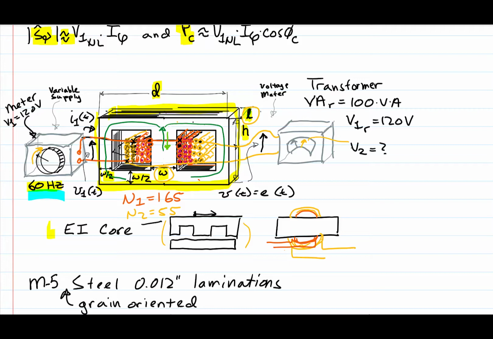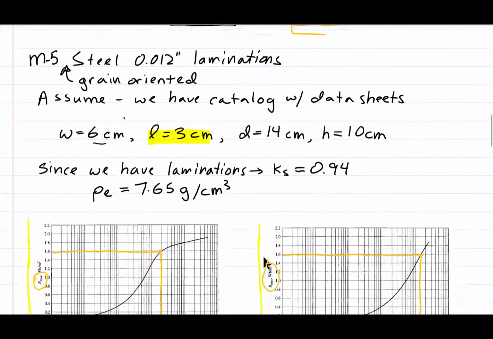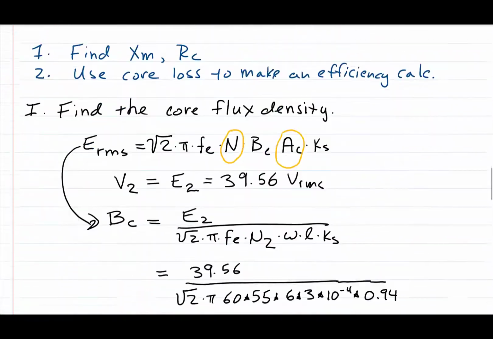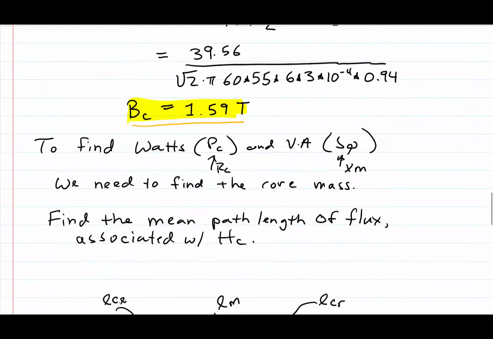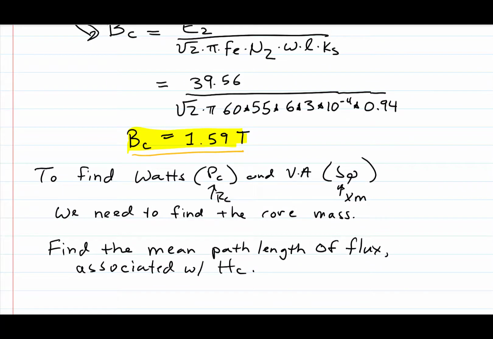Whenever it hits its peak, it'll be the same flux density associated with that peak everywhere in this core. And we need to find the magnetic path length. I did this example specifically so that I could show you how to look at a different core structure.